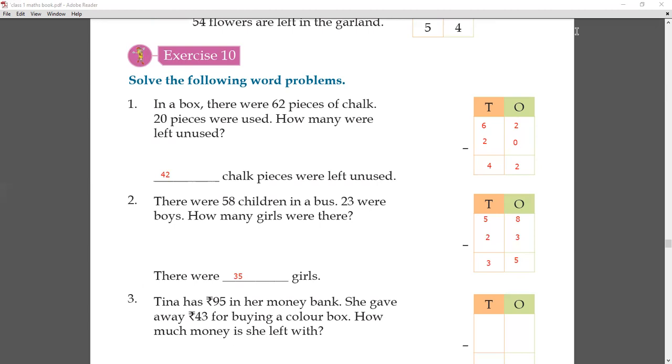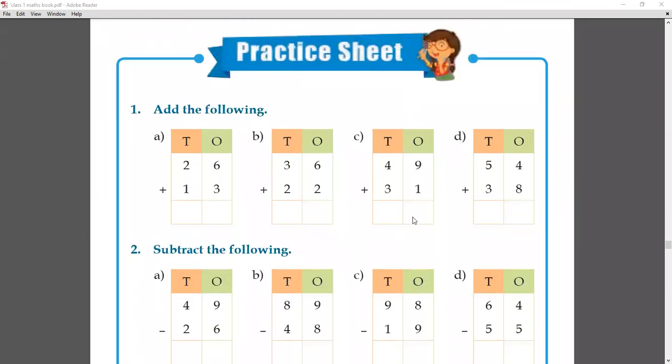Okay, I hope you all understood this. Now moving to the next exercise. Look at this. Yes, practice sheet. Yes, students. Our first question is add the following. Okay, first 6 plus 3. 6 plus 3 is equal to what? 9. So we write 9 here.